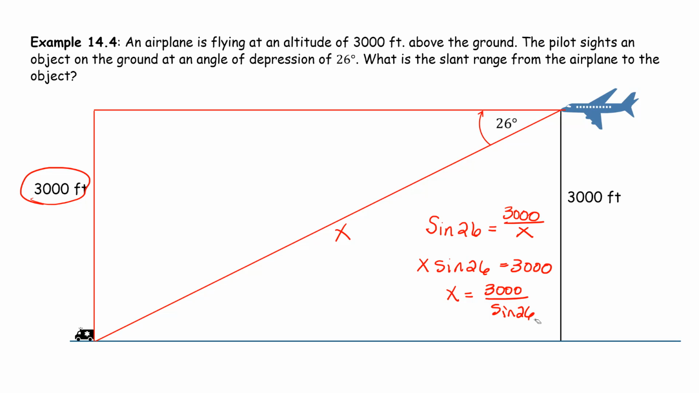So on your calculator, you're going to push 3,000 divided by 26 sine equals, and that gives you about 6,843 feet. So x is about 6,843, we'll say 0.52 feet.